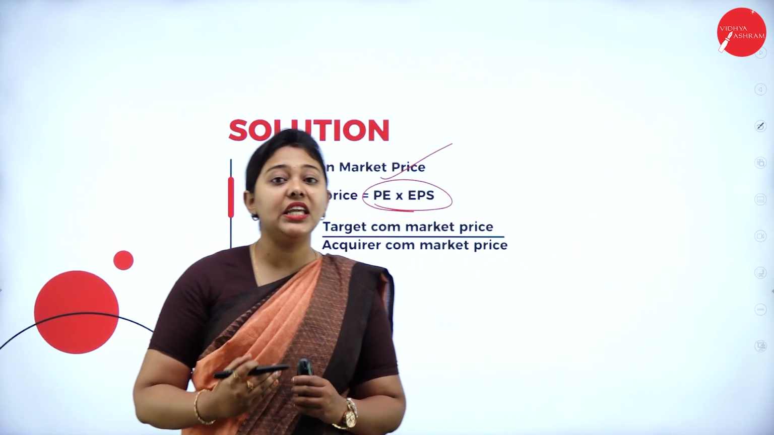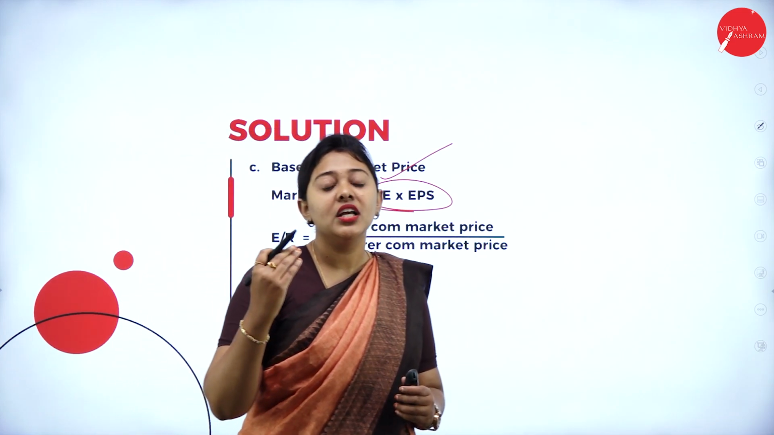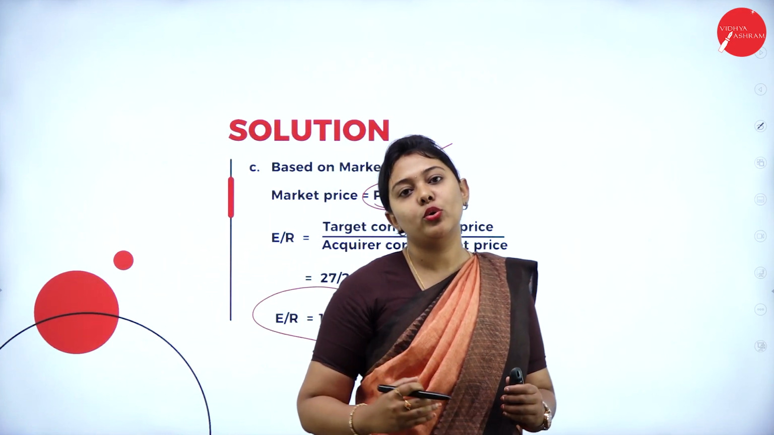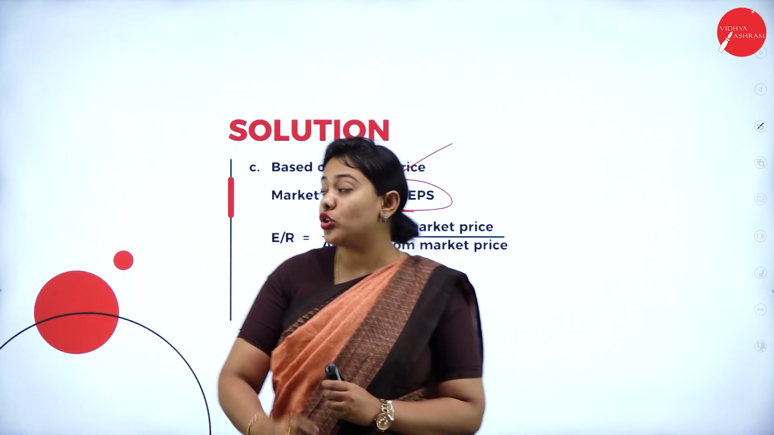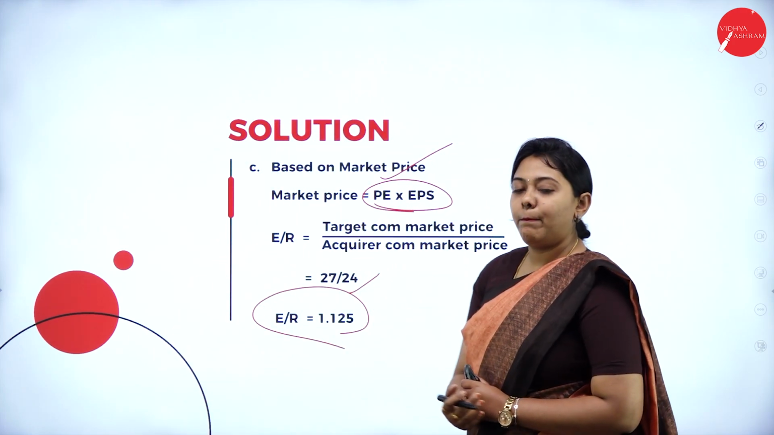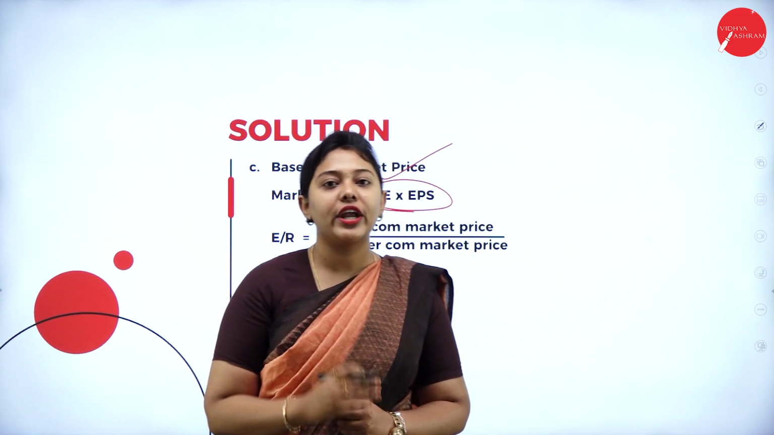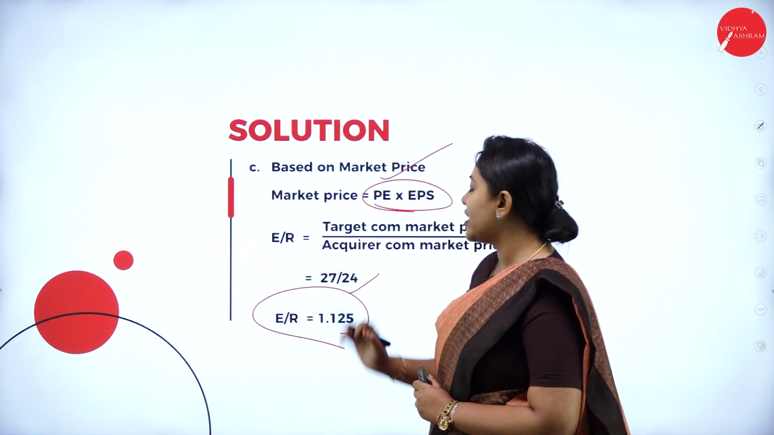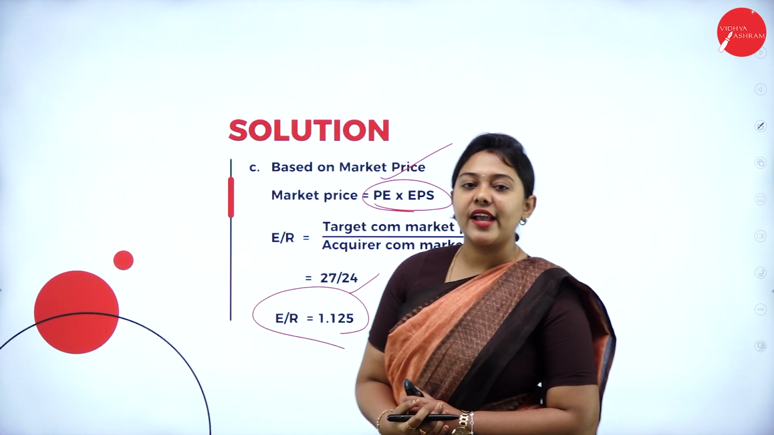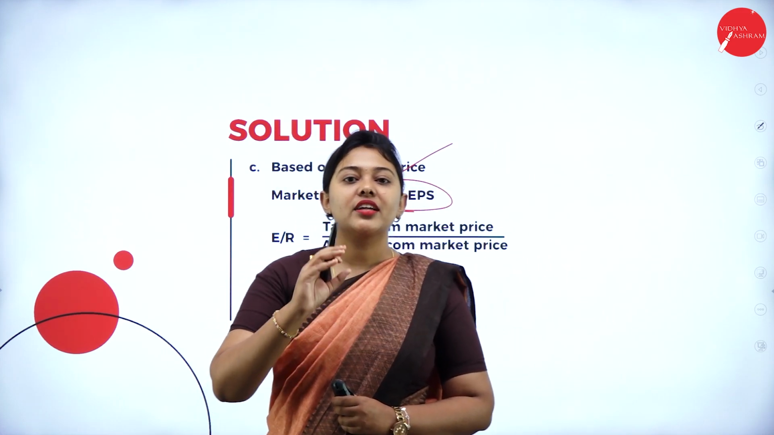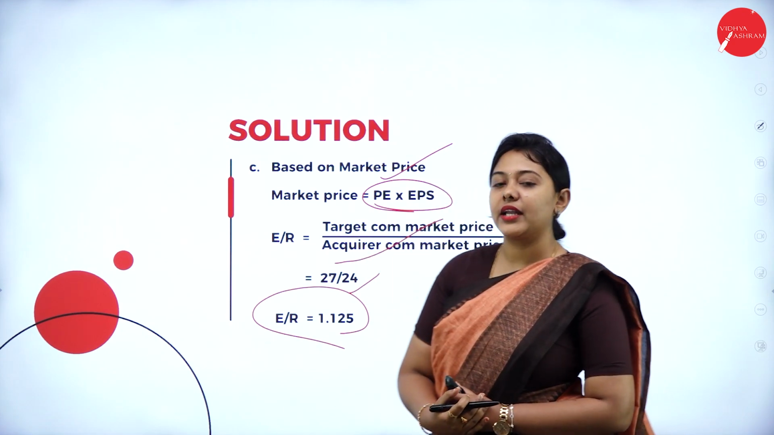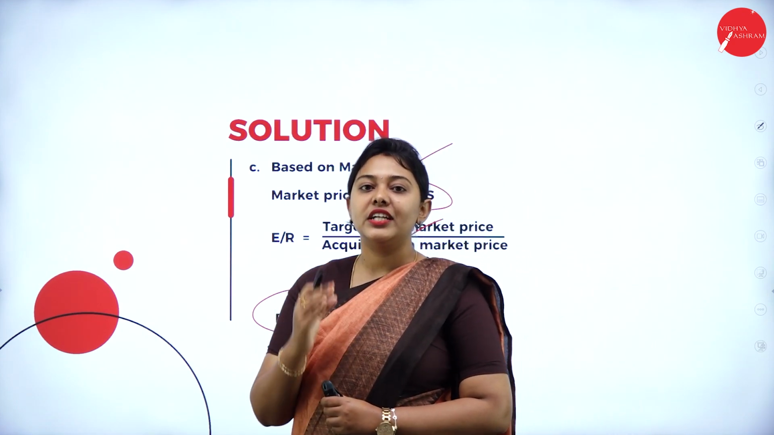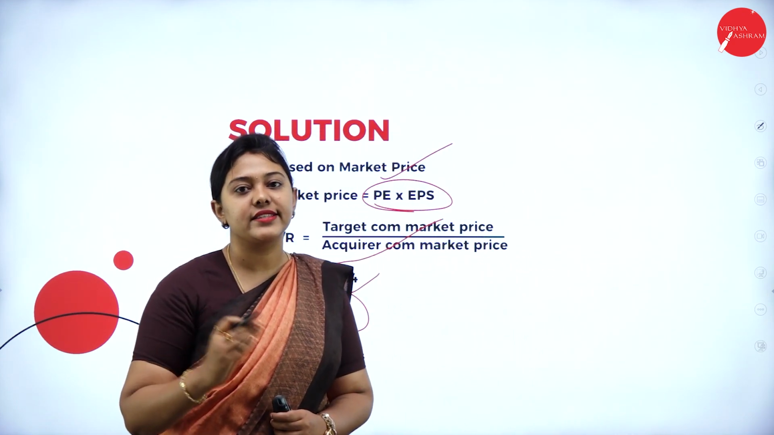In this case they have given it directly, so you take the answers directly and put them into the formula, but in many cases they'll not give you the market price directly. So you need to calculate the market price. What is the formula? Price to earning ratio into your EPS. If you substitute that, you'll get your market price. Since they have given it directly, what is the formula? Exchange ratio is equal to target company market price divided by acquirer company market price. So this is your 10 marks problem for your examination.